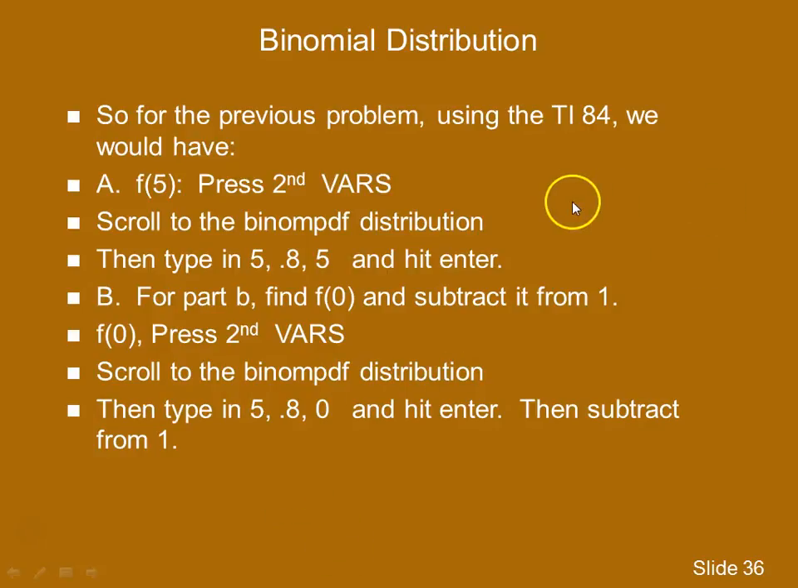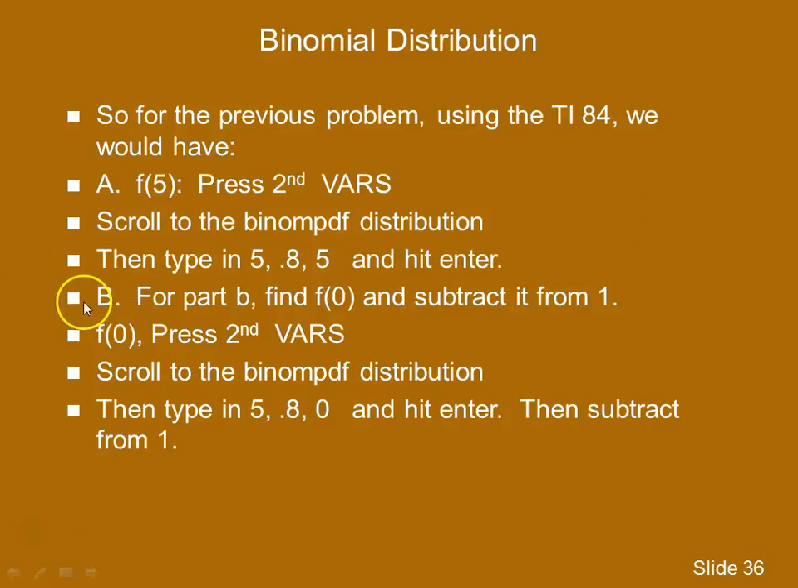So for example, in our previous problem, where we took 5 students, we had an 80% chance of them owning a smartphone. Press your second level button, VARS, go to the binomial PDF. When you want to solve for f of 5, you'll type in n is 5, p is 0.8, x is 5, and again, separate these by commas and hit enter, and you should get the answer that we gave you earlier.